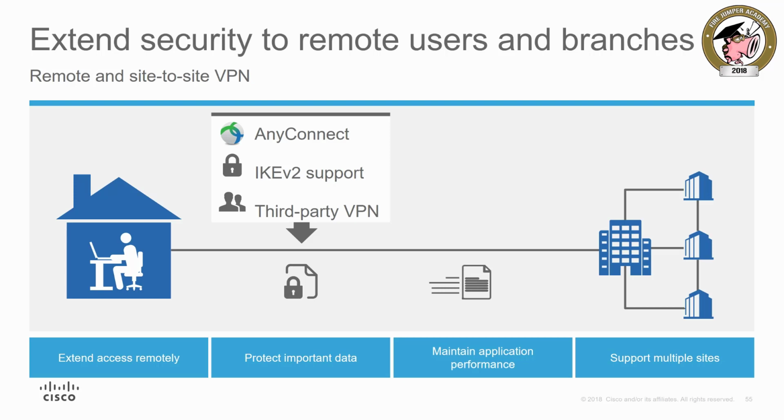Cisco Firepower also uses IKE version 2, a standards-based VPN client, so we can support customers whether they have AnyConnect or not. This broad support enables the NGFW to integrate with any kind of VPN setting, whether it is a few roaming users or an entire multi-site infrastructure.